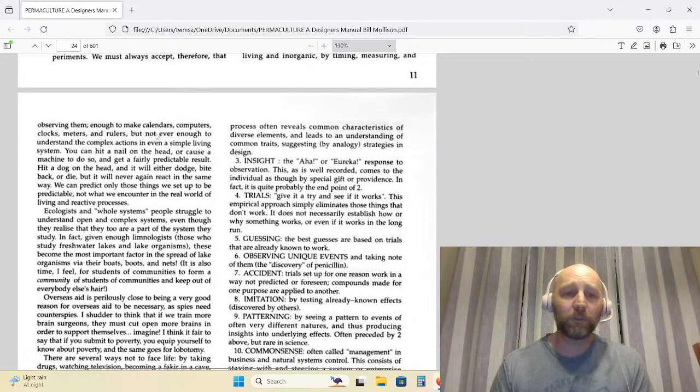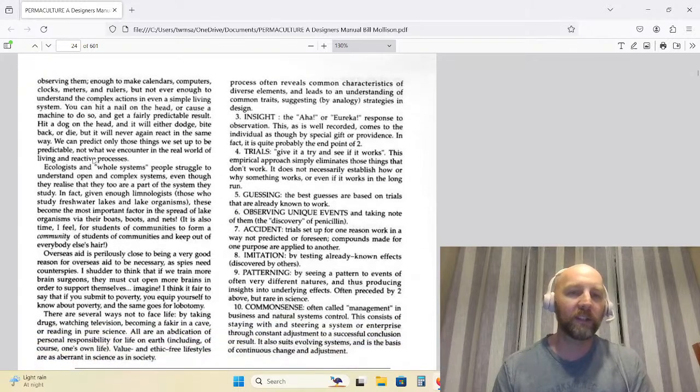Getting back to the meters and rulers, not ever enough to understand the complex actions, even in simple living systems. That's right. We will never be able to understand all the complex things that are going on around us all at once that come together to make the whole. You can hit a nail on the head or cause a machine to do so and get a fairly predictable result. Hit a dog on the head and it will either dodge, bite back, or die, but it will never again react in the same way. We can predict only those things we set up to be predictable, not what we encounter in the real world of living and reactive processes.